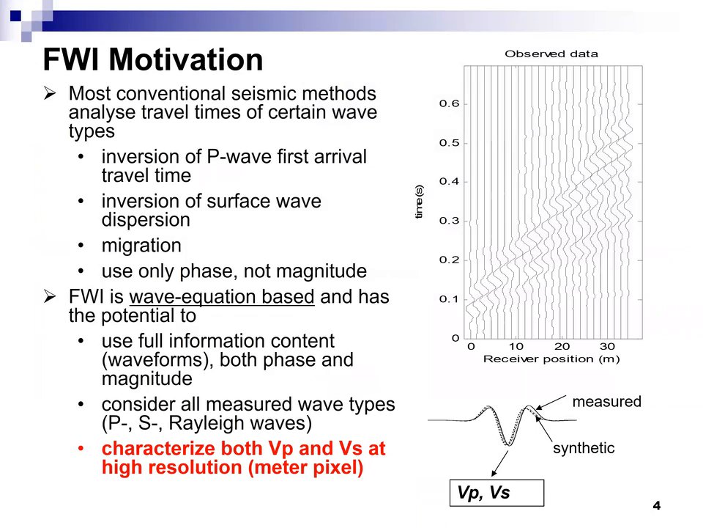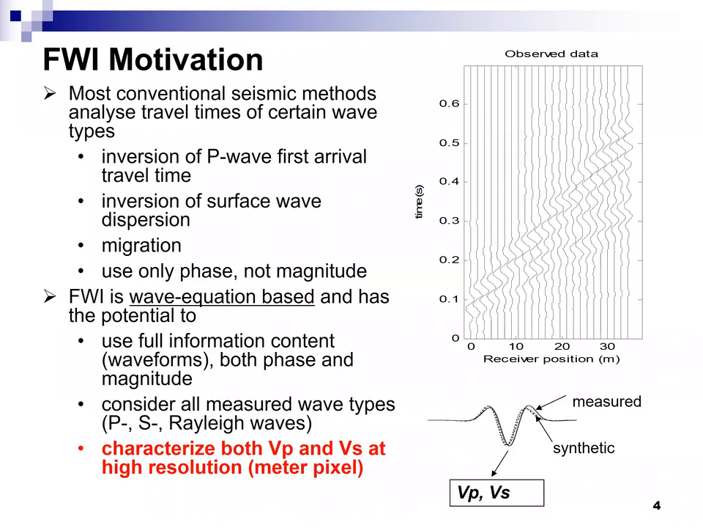I will talk about the motivation of the full waveform inversion. Most of the conventional seismic methods analyze travel time of certain wave types. Refraction tomography uses inversion of the P wave first arrival signal to determine the P wave velocity profiles. Surface wave methods use inversion of surface wave dispersion property to determine the shear wave velocity profile. Migration methods migrate the waveform with depth to determine the layer boundaries or the boundary of the anomalies.